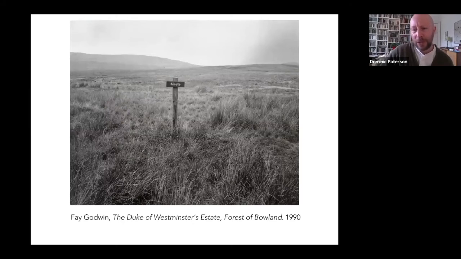but it relates again to these questions of land ownership, this completely pointless and somewhat dispiriting sign on the Duke of Westminster's estate in the Forest of Bowland, in which this expanse of moorland has a little sign on it declaring that it's private. So Godwin is somebody who used her camera to record how these places functioned in terms of access and ownership, which is key to the exhibition too.